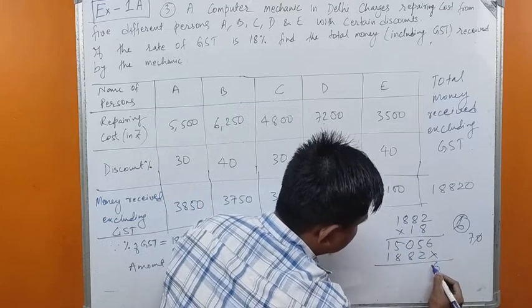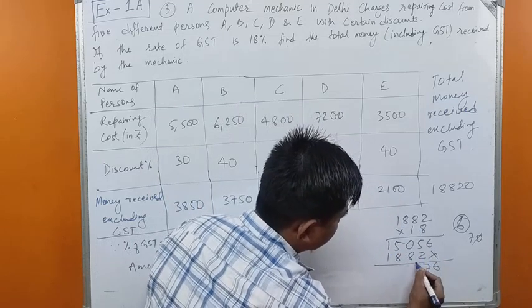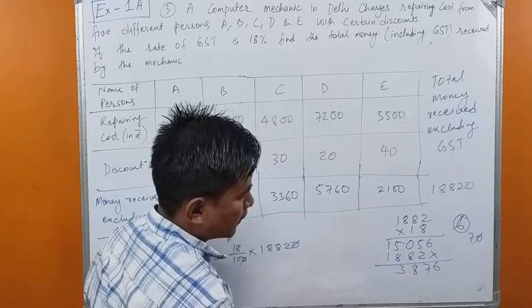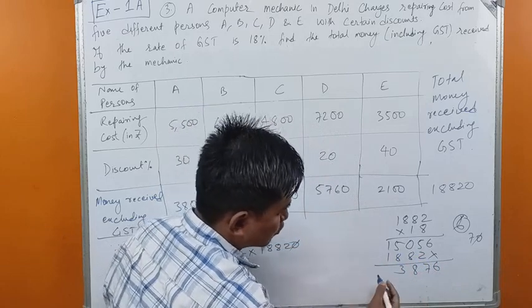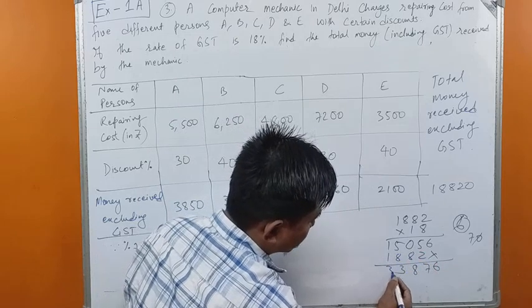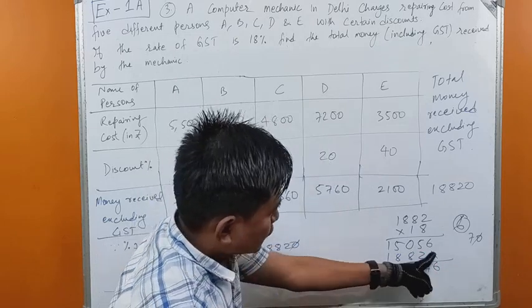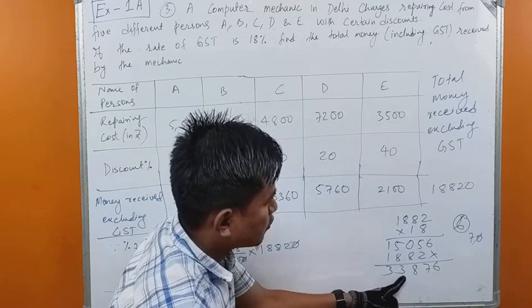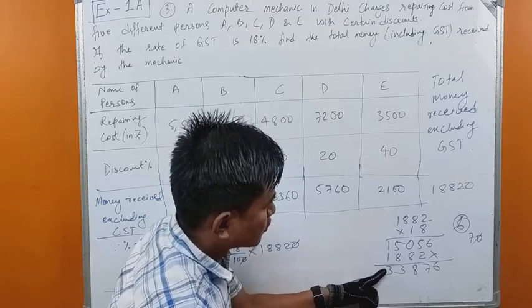Okay, this 6. 5 plus 2 is 7. 8 we bring down here. 8 plus 5 13, 3. 1 in hand. 1 plus 1 2. 2 plus 1 3. Okay.